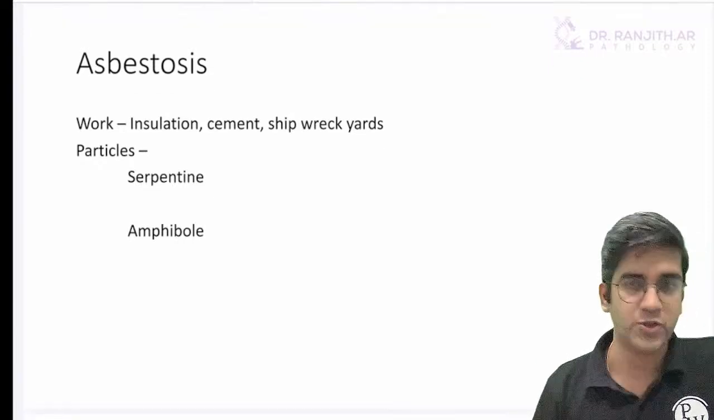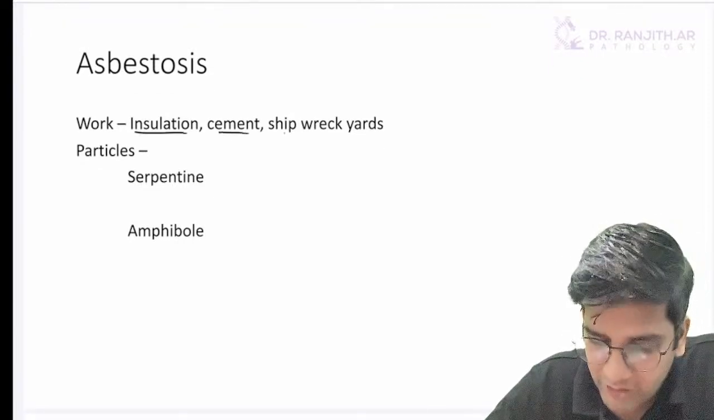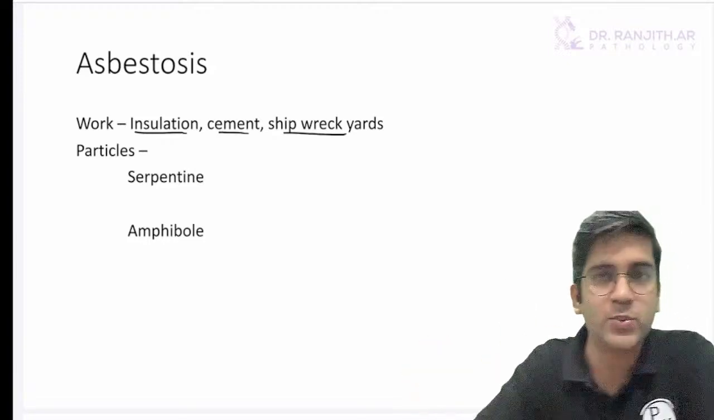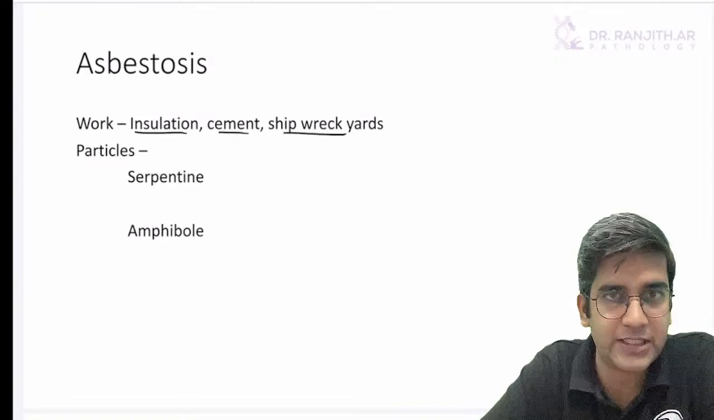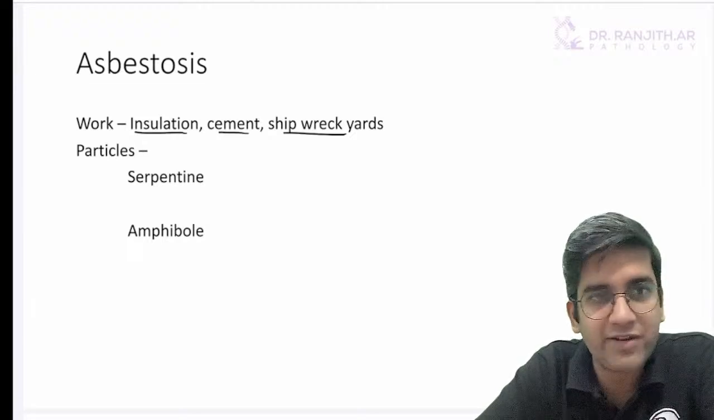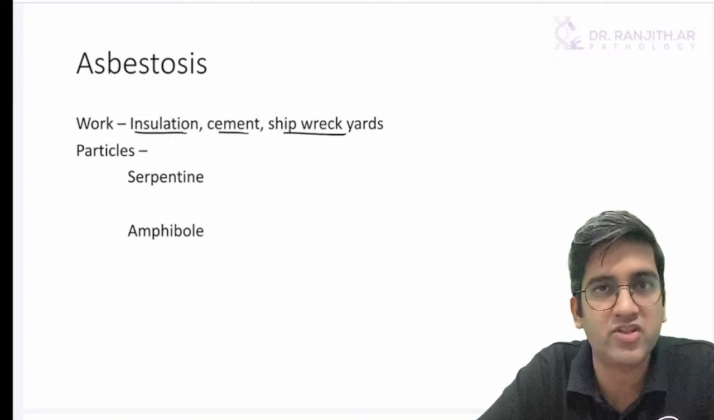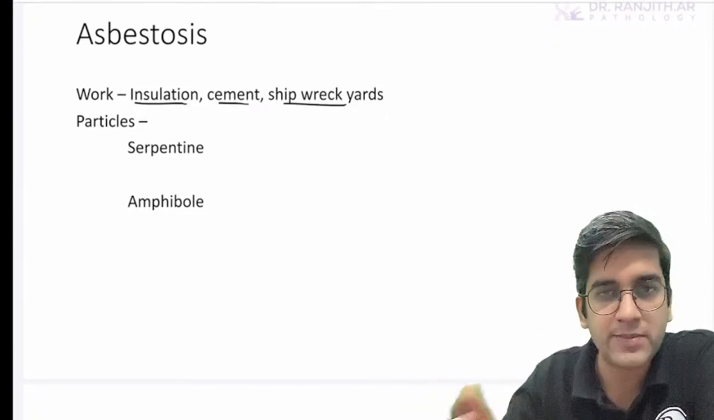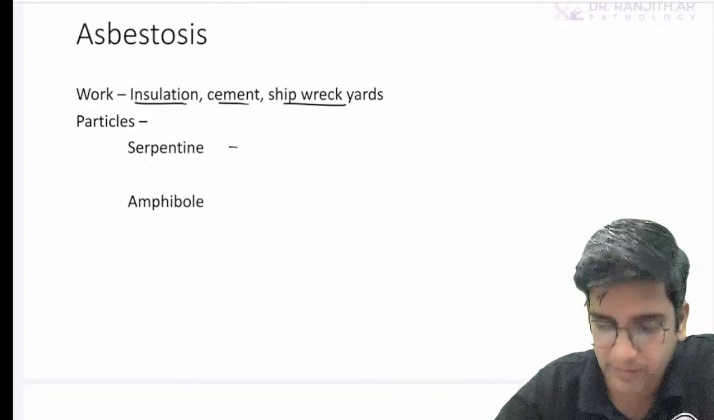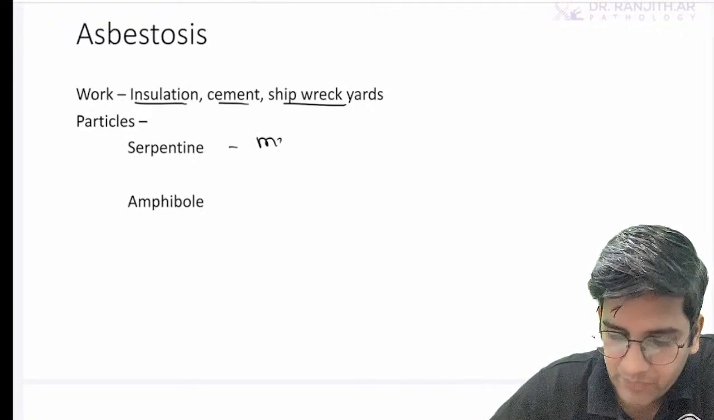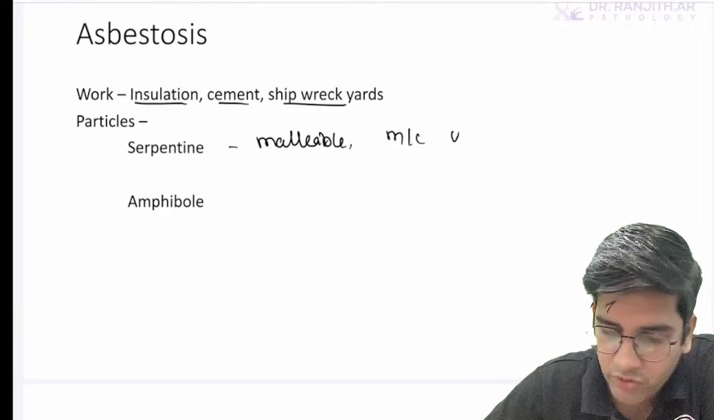Fine. Asbestosis. We'll learn this. Insulation industry, cement, shipwreck yards. When they break ships, in ship manufacturing, all the places where you use asbestos particles, yes, this can increase the risk of asbestosis, right? Particles, two types: serpentine and amphibole. Serpentine, it's like a snake. It's a malleable particle. It's most commonly used.